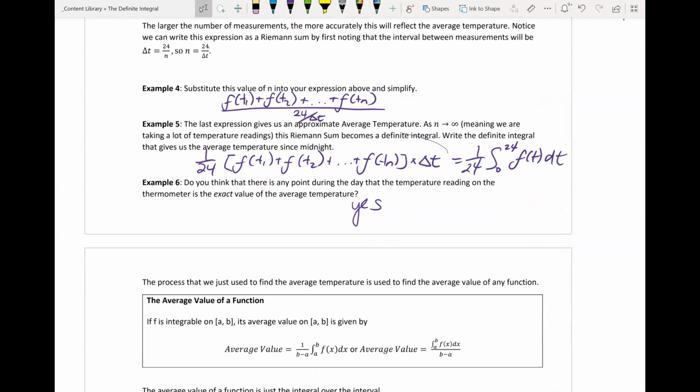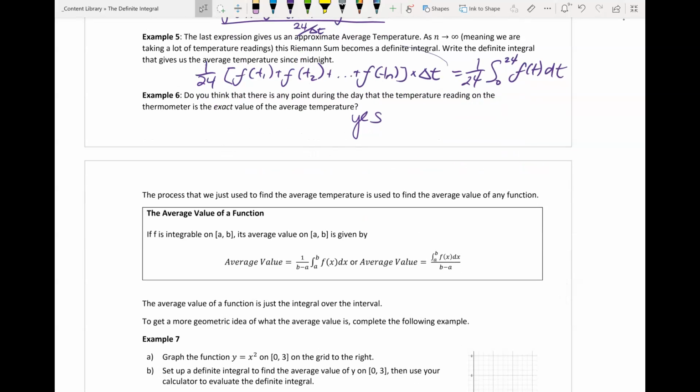So the process that we just did to find the average temperature is used to find the average value of actually any function, just not that. So this is your definition of the average value. If f is integrable on a to b, its average value on a to b is given by 1 over b minus a, the integral from a to b of f(x) dx, or you could say the integral from a to b of f(x) dx over b minus a.